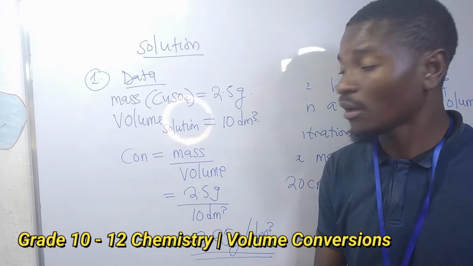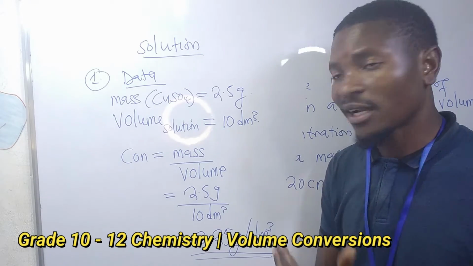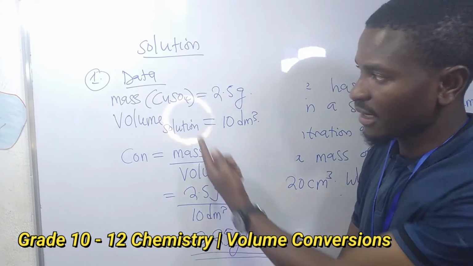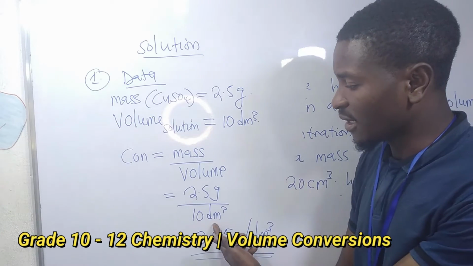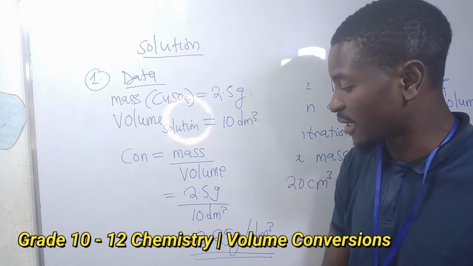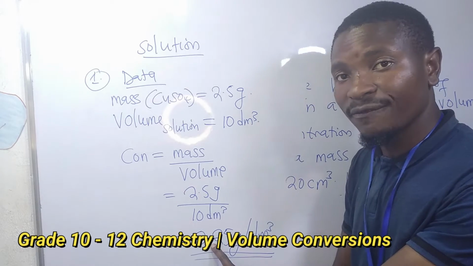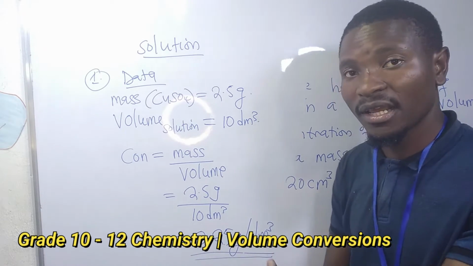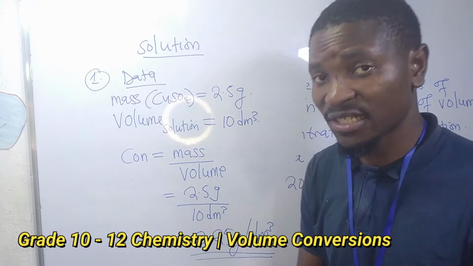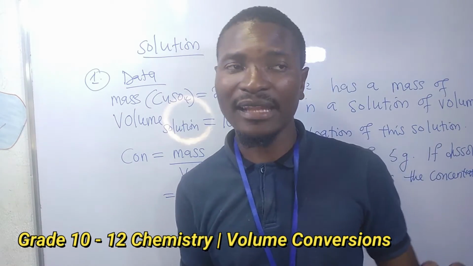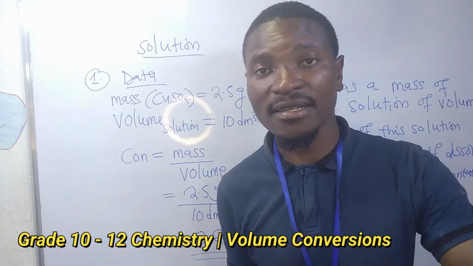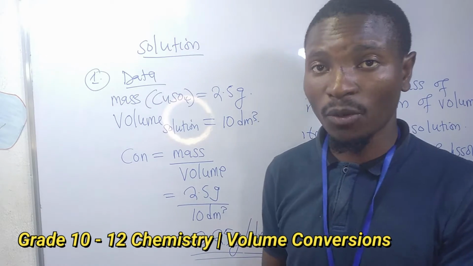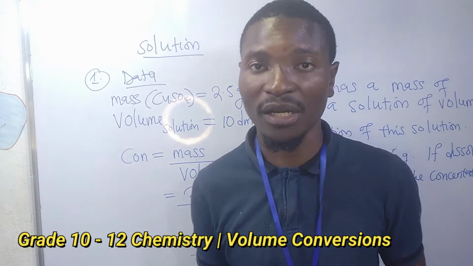Okay. So now concentration equals the mass over the volume, and the mass that we have is 2.5, and then the volume is 10 decimeter cubic, and then finally the final answer is 0.25 grams per cubic decimeter. Okay, and that's how you can simply answer question number 1. So that's the answer for question number 1.